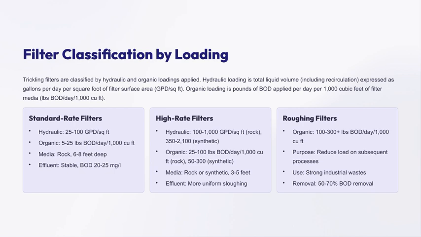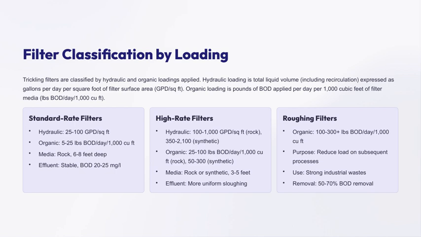Moving on to the types of filters, we start with the standard rate filters. These typically handle hydraulic loadings between 25 and 100 gallons per day per square foot and organic loads of 5 to 25 pounds BOD per day per 1,000 cubic feet. They usually use rock media about 6 to 8 feet deep, and their effluent has a stable BOD level of around 20 to 25 milligrams per liter.